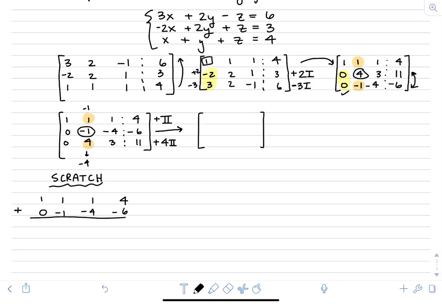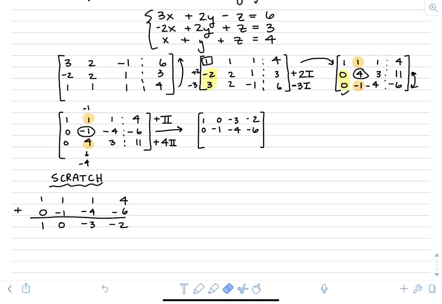Okay, so 1 plus 0 is 1. 1 minus 1 is 0. 1 minus 4 is negative 3. And 4 minus 6 is negative 2. So that's my new row 1: 1, 0, negative 3, negative 2. My row 2 stays the same.